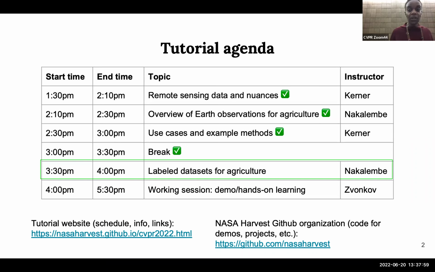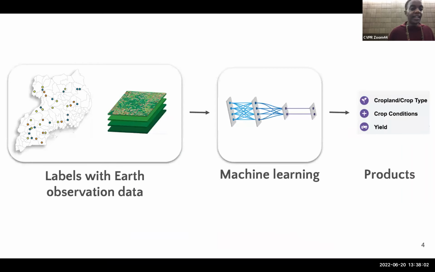So we always need label data, and so in this part, I'm just going to talk about where labels come from for these particular tasks, some ways it can be collected, and if you're interested, there are some that you can already start using, and I'll mention some of the places where you can get these. So ultimately, we're still trying to go towards things like crop type or crop conditions or yield. I'll be talking about the inputs for that.